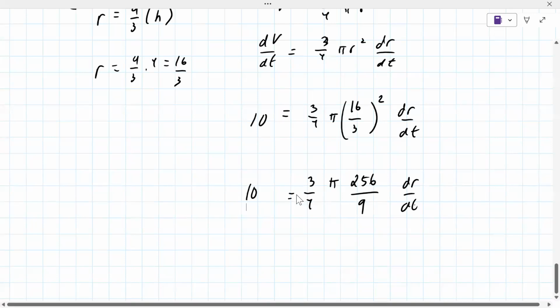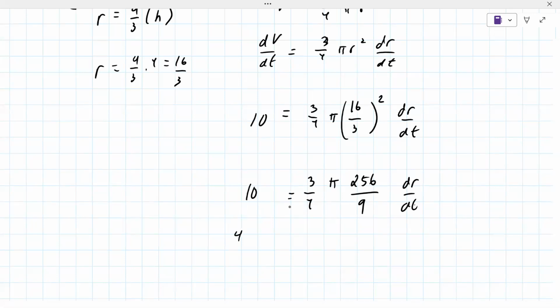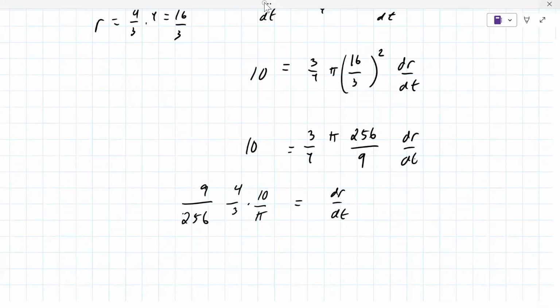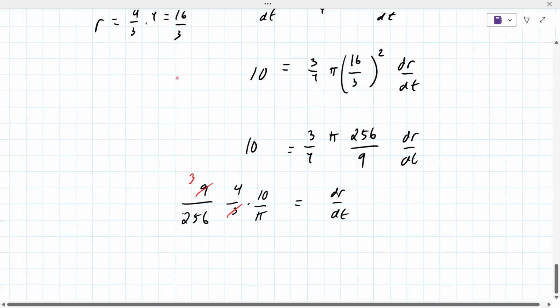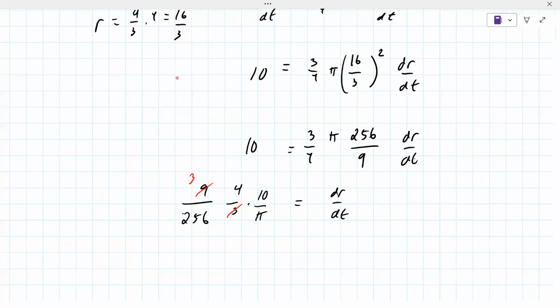So now it's just a matter of moving some things around. So it's 4/3 times 10. You're going to put a pi on the bottom. And then you got a 9, 256 equals dr/dt. So you get some cancellations. 3 goes into 9 3 times. 4 goes into 256, 128/64. And then 5 and 32. So you end up getting, doesn't look great, but it's 15/32 pi equals dr/dt.